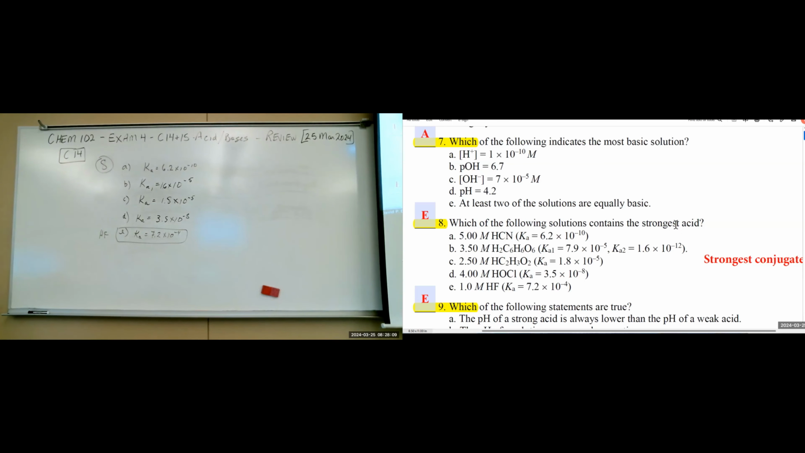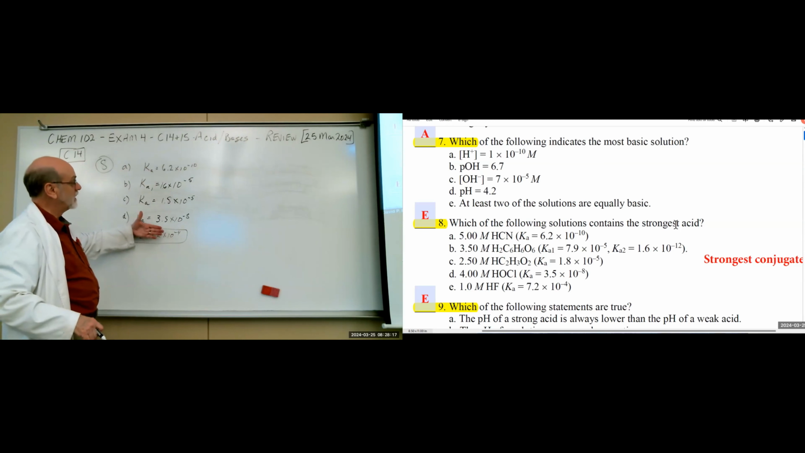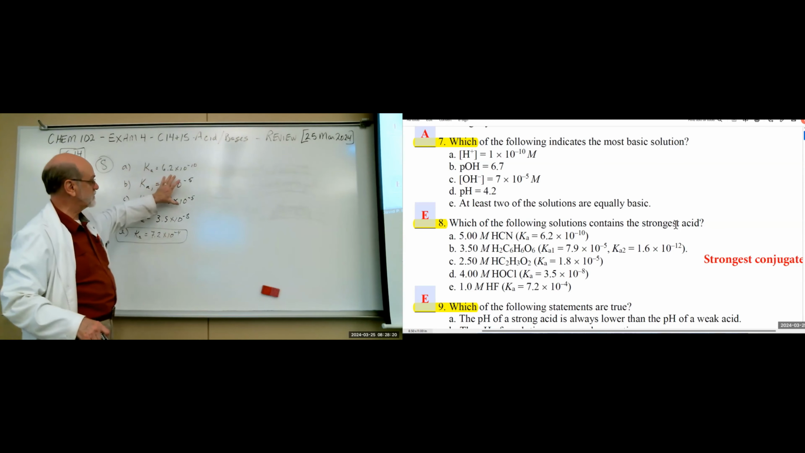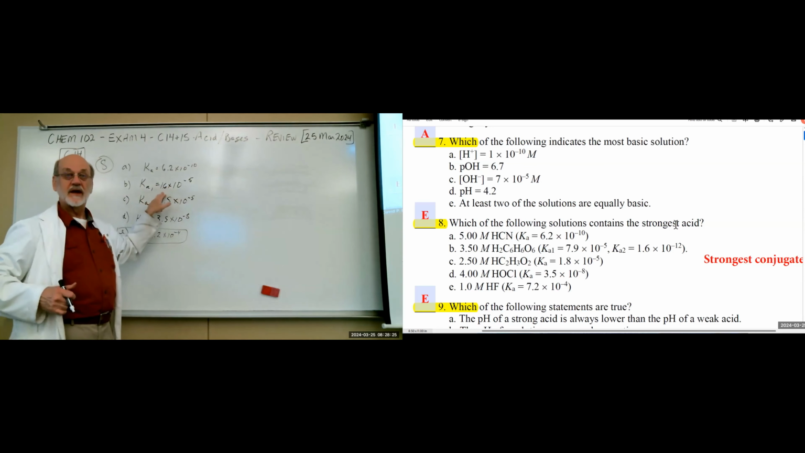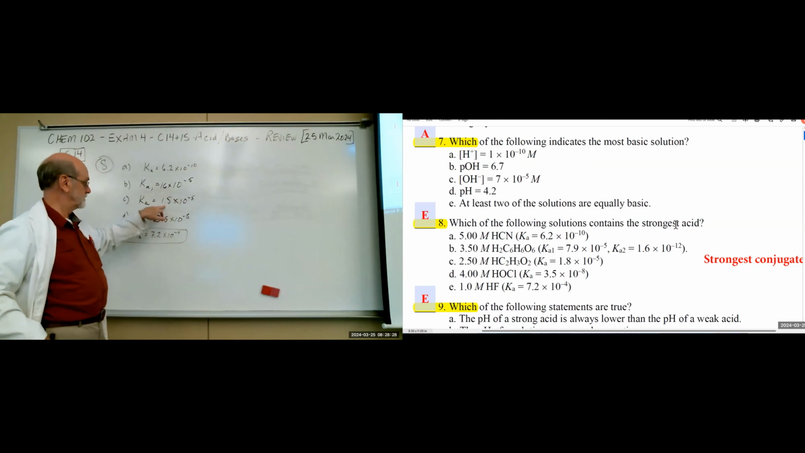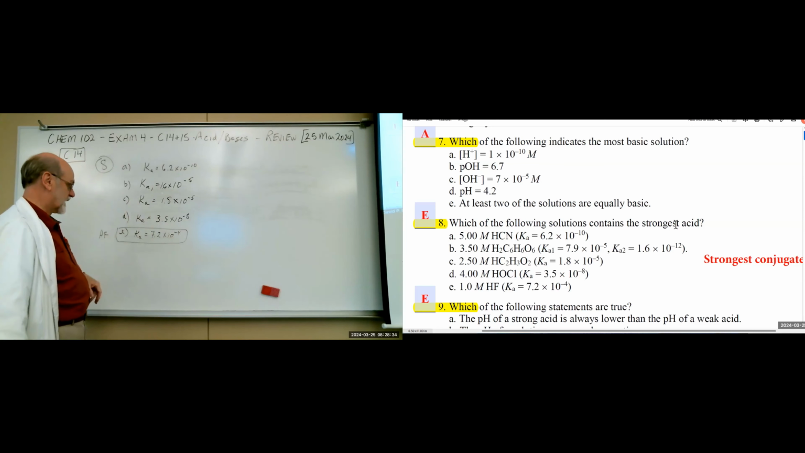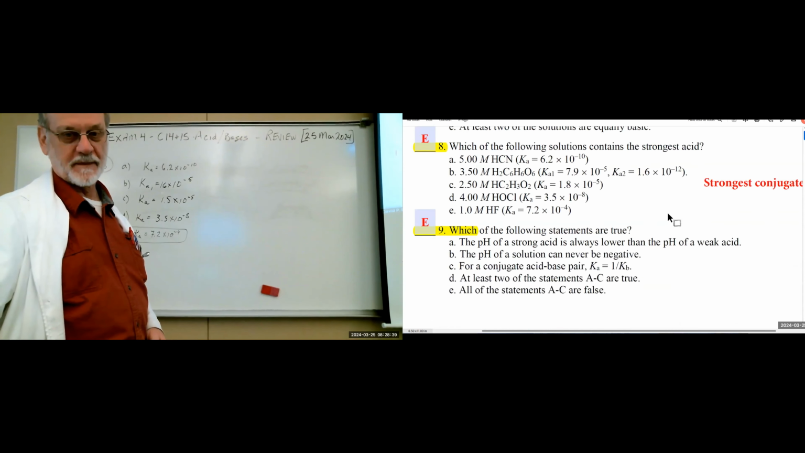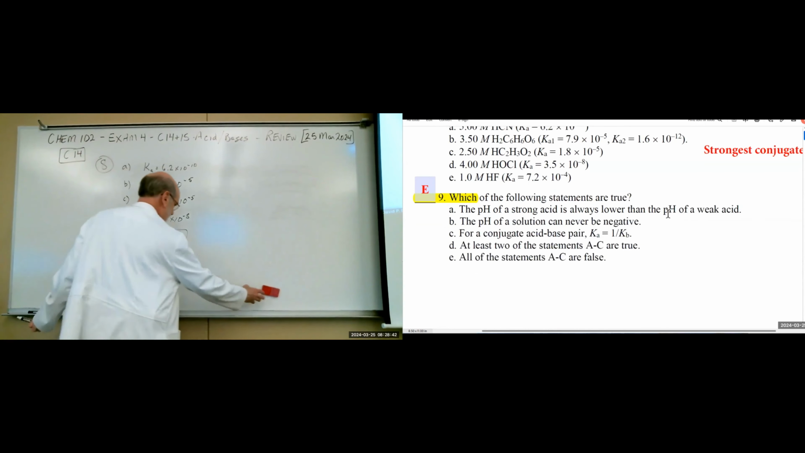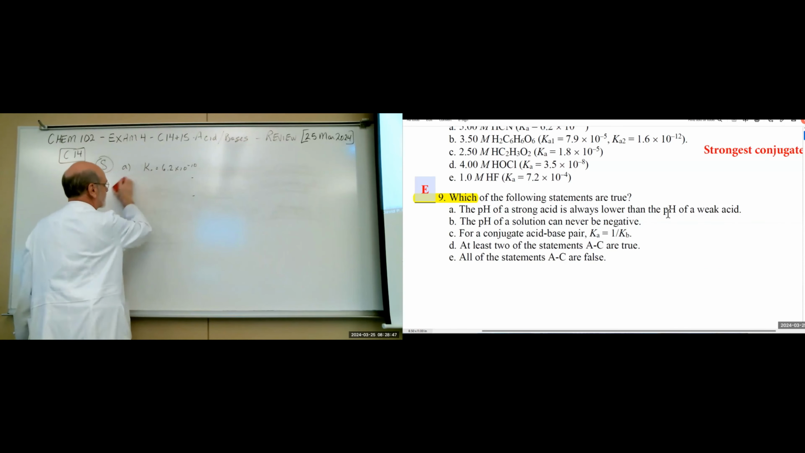Now, if we had something else here, like 10 to the minus 12 was down here, then we'd compare these two because they are the next largest ones. 10 to the minus 5, 10 to the minus 5. Then we'd have to go to the coefficient and say, which one is bigger? That one. So in that case, this would be the bigger, the more acidic. But as it is, HF is the more acidic.